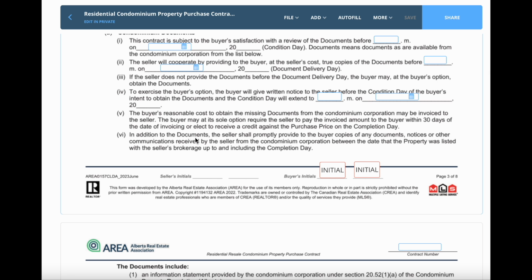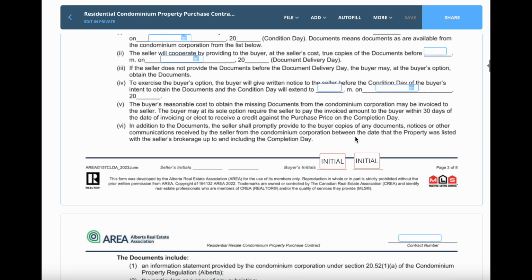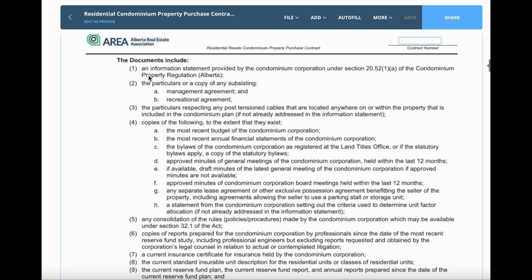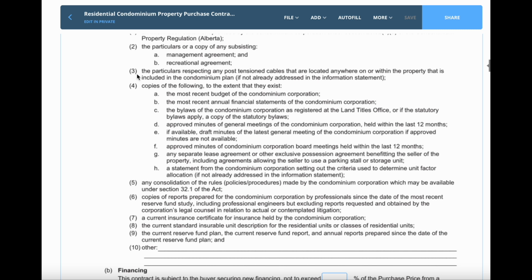And in addition to the docs, the seller should be providing copies of all the documents that could be needed. All right, here we have the list of the documents, which we don't really have to read through. It's just for you to know.